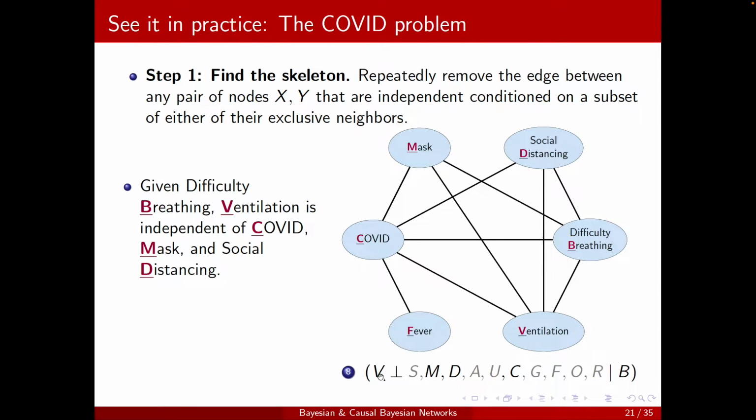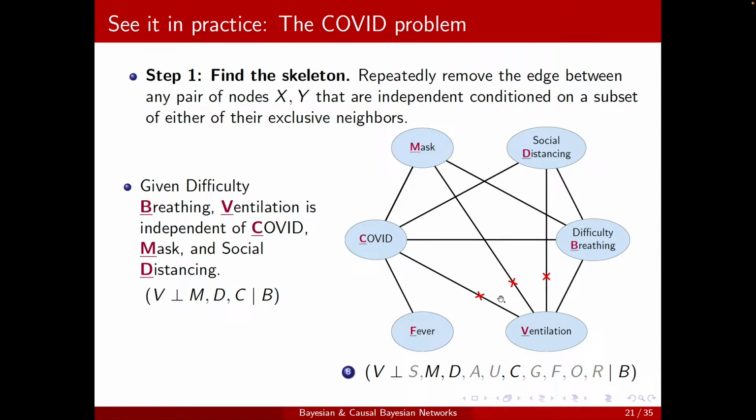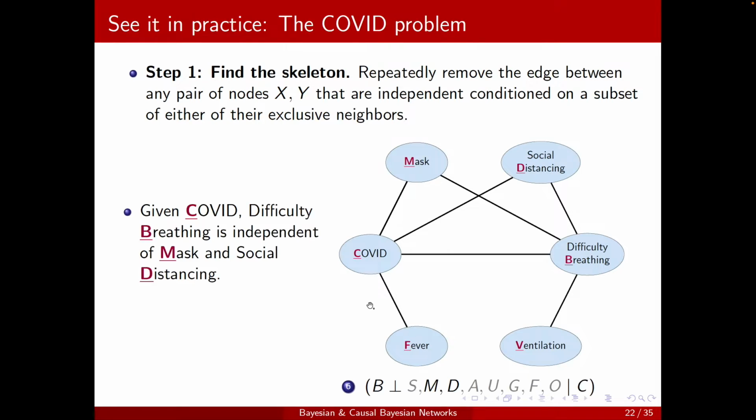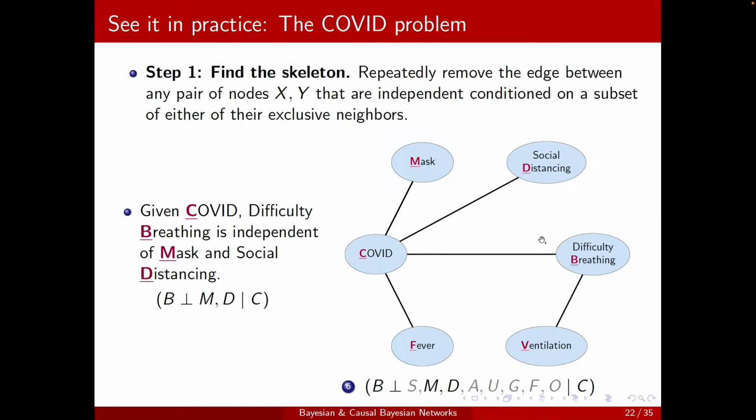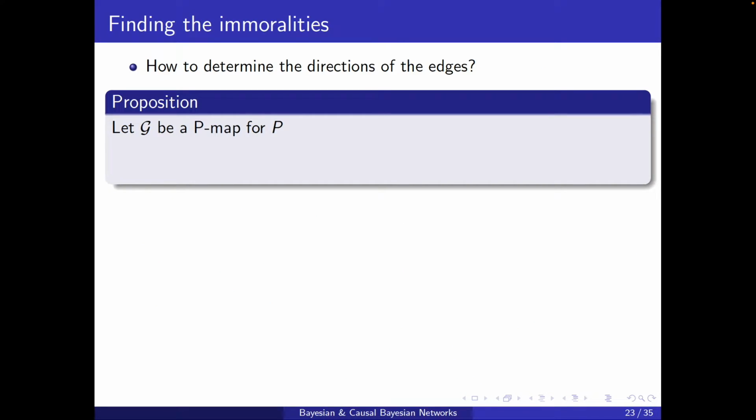Well, I can see that also V is independent of MDC conditioned on B, and that means again that all of these links from V to MDC should be removed. Okay. And do I have anything else? Well, yes, I can also see that B conditioned on C is independent of M and D, so I can remove these two links. And you can check that we cannot conclude anything further from here. Okay, so that's all that I will have, and this will be my skeleton.